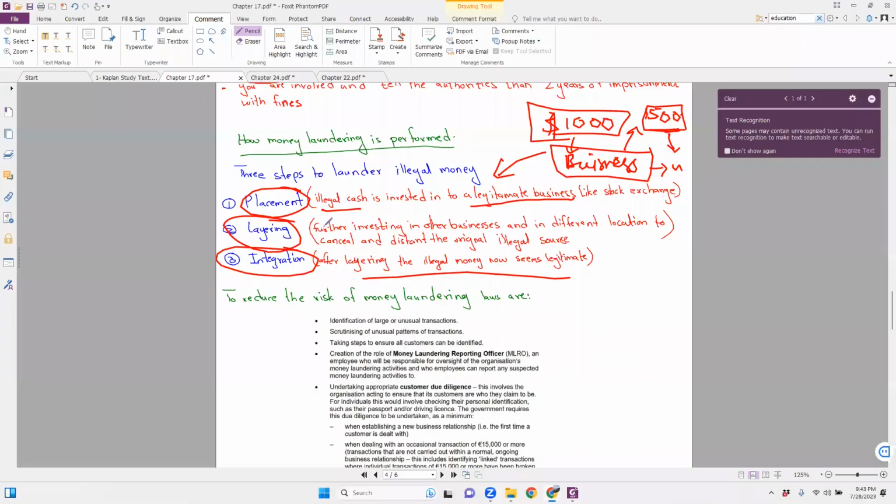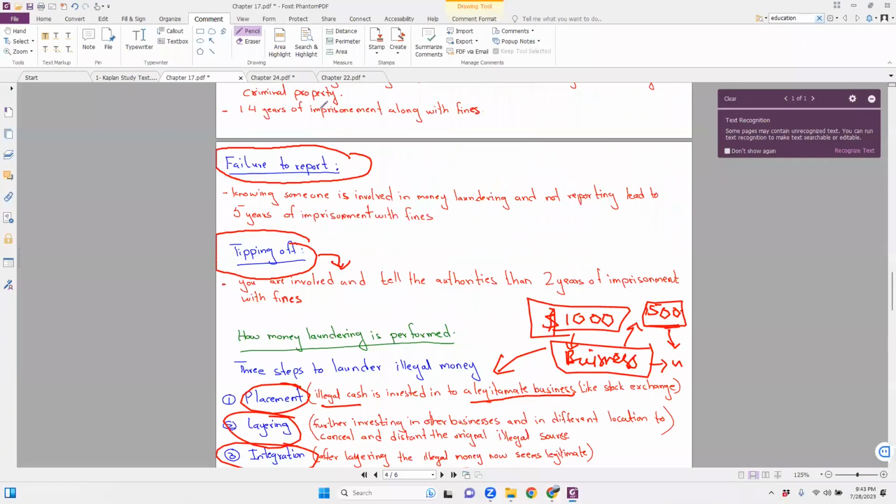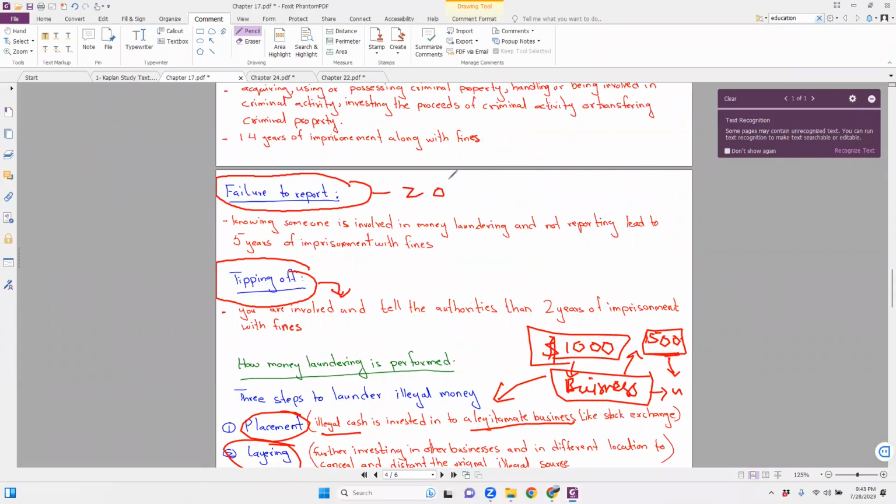So if we come back towards the notes, I have also written down that there are only two offenses in money laundering. Money laundering is itself an offense, but there are two additional offenses that people usually commit when we talk about money laundering. The first offense is failure to report that you know that someone is involved in money laundering, but you do not report it to the authorities. The second offense is that you were involved in money laundering and you still did not tell the authorities about it. These are the two types of offenses.